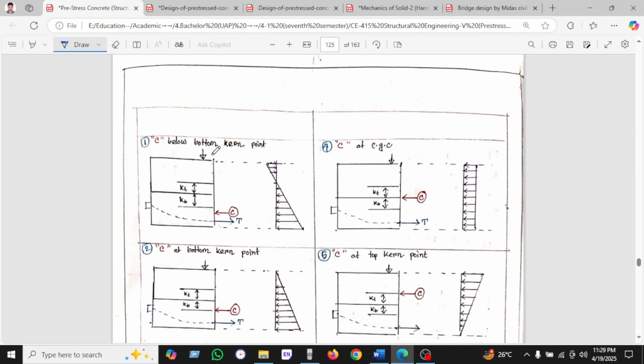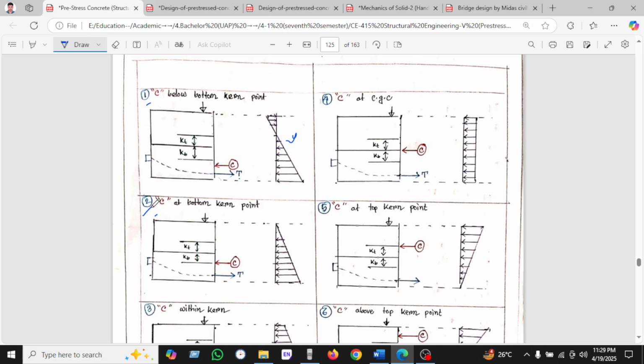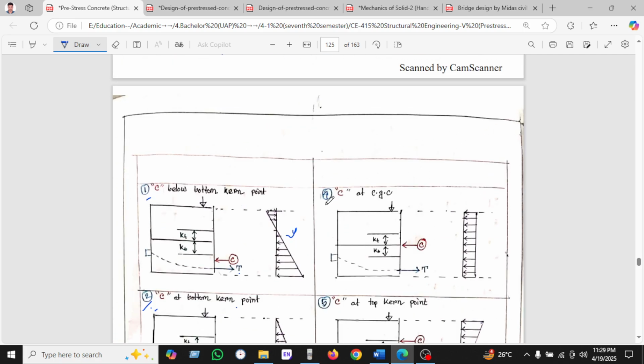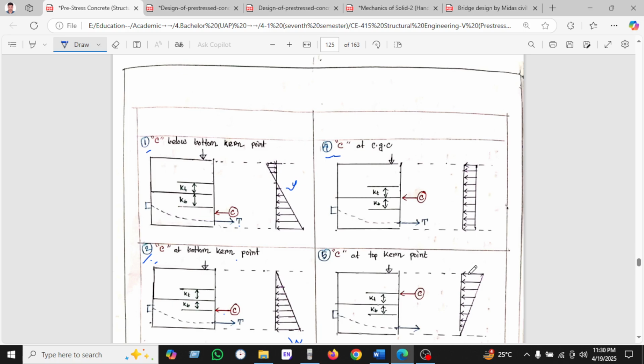We can see here C is below the kern. If C is below the kern, this is the kern top and bottom. C is below, then the diagram will be like this. And number 2 phenomenon. This is 1. This is 2. C at bottom kern. So this is the bottom kern seen. Then the stress diagram will be like this. When C is within the kern, the diagram will be like this. And number 4 phenomenon, which is C at CGS, that means in this way the stress diagram will be like this. And consequently, when C is at the top kern, we can see KT, then the diagram will be like this.